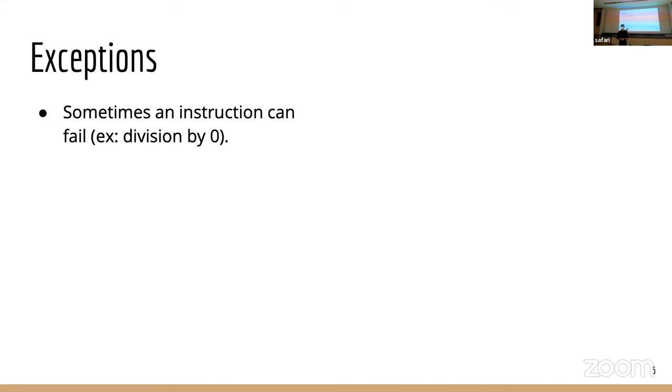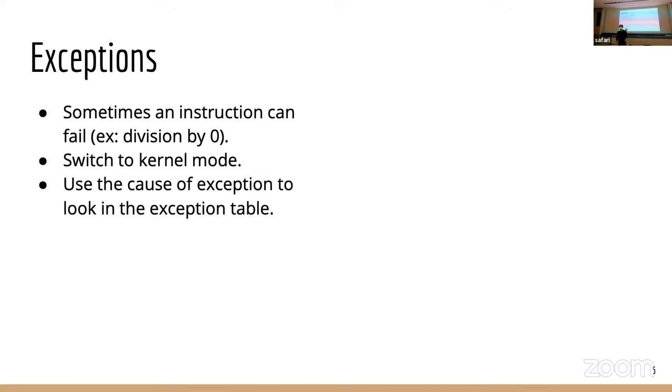So let's talk a little bit about exceptions and how they're handled now that we have this kernel context. Well, sometimes, as we all know, an instruction can fail. A division by zero, an unallowed memory access, and so on. What the operating system does in this case is that we switch to kernel mode and we use the cause of the exception to look up in the exception table.